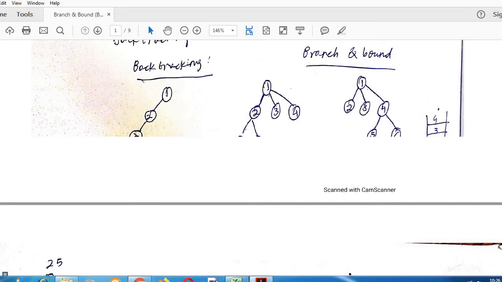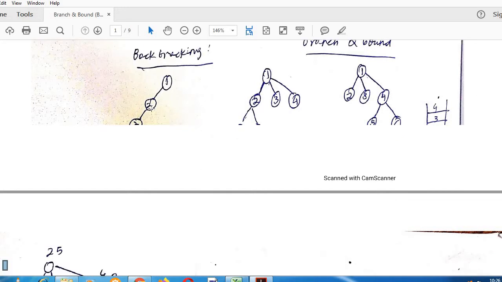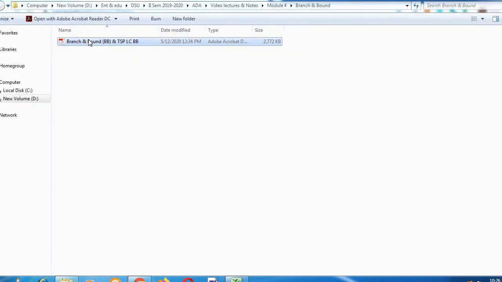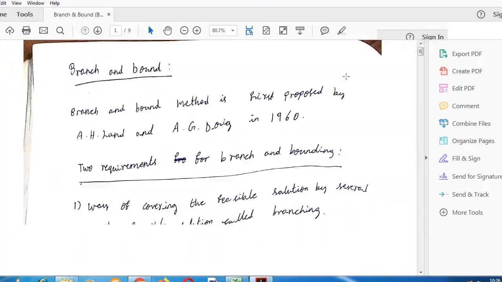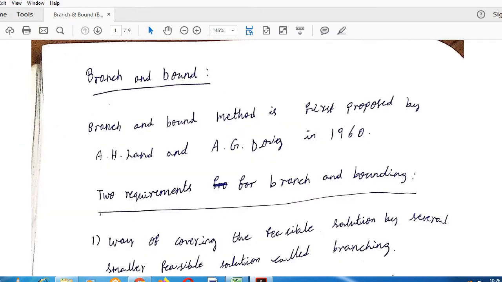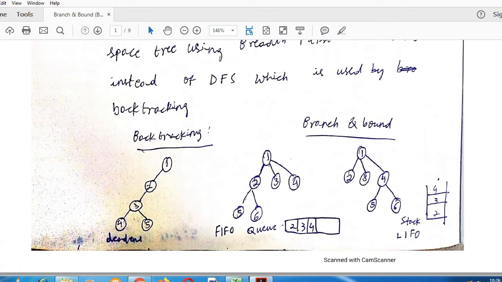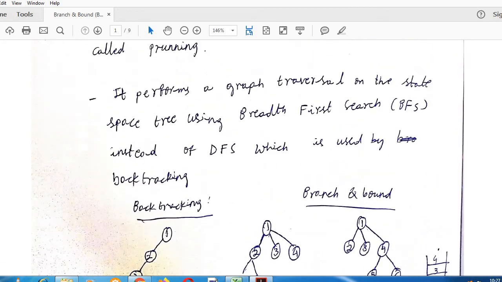In this, you can observe there is a backtracking algorithm. One minute, let me reopen this PDF again. Yeah, now it's fine.